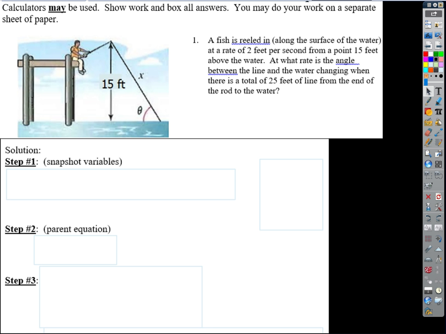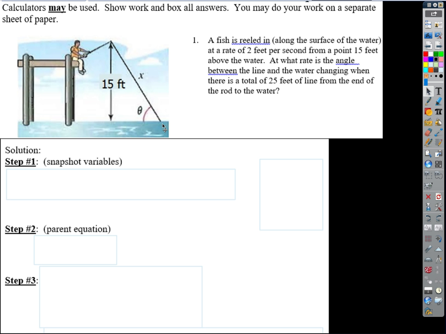On the related rates part, the paper and pencil part, on this one, if we read through this, it says a fish is reeled in along the surface of the water. So in other words, the fish is being dragged along the surface of the water, right? It's not like he's down below the water somewhere. That makes this a really difficult problem. But he's just being dragged along the surface. He's real tired, I guess, from fighting. At a rate of 2 feet per second from a point 15 feet above the water.